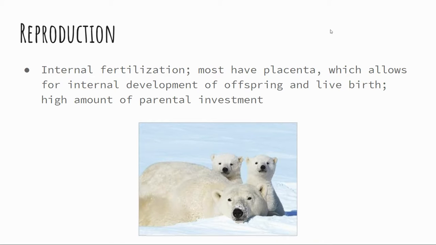Reproduction. We see internal fertilization. Most mammals have placentas, which allow for internal development of offspring and live birth. There is a very high amount of parental investment in the offspring.